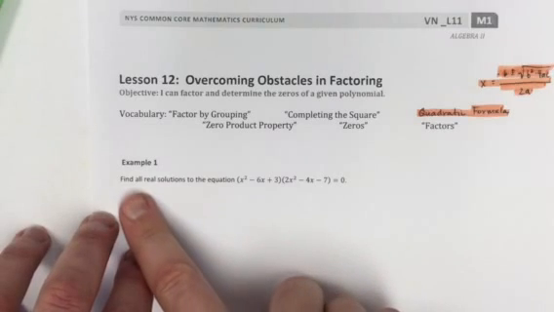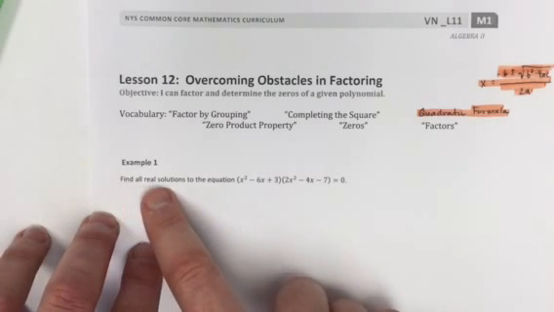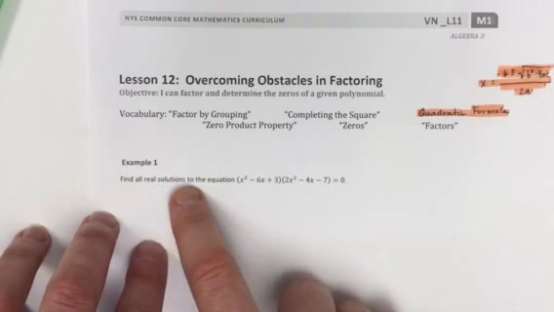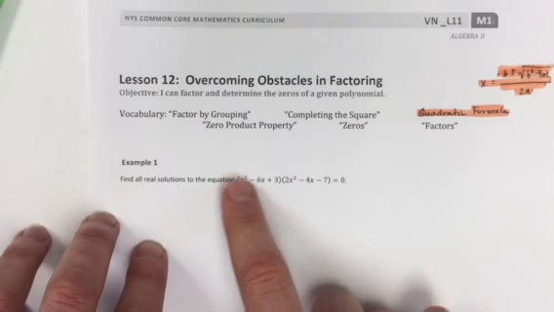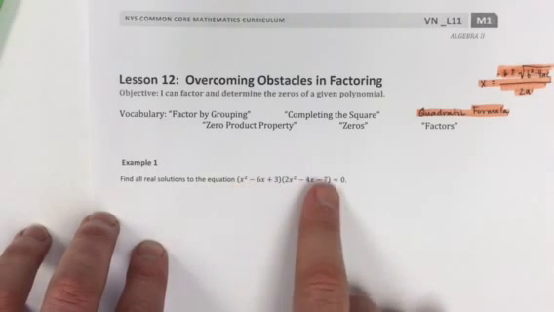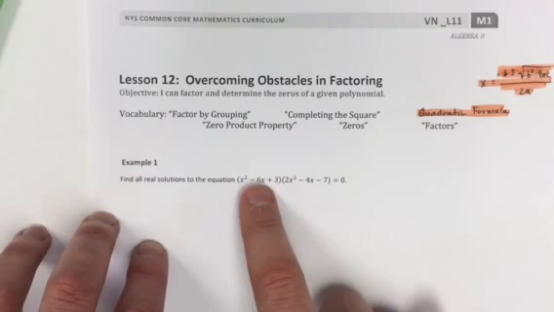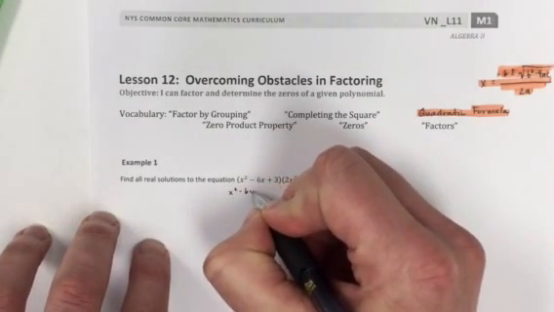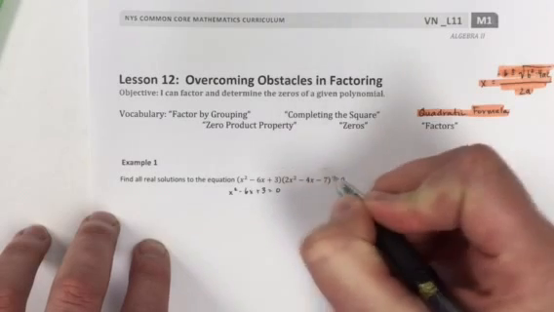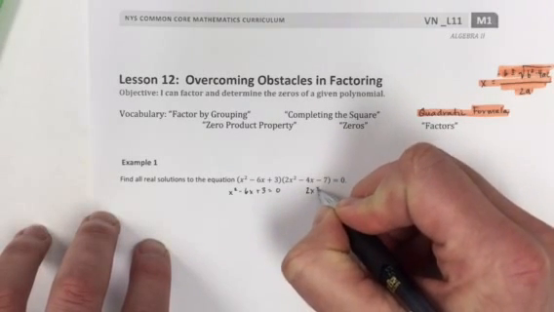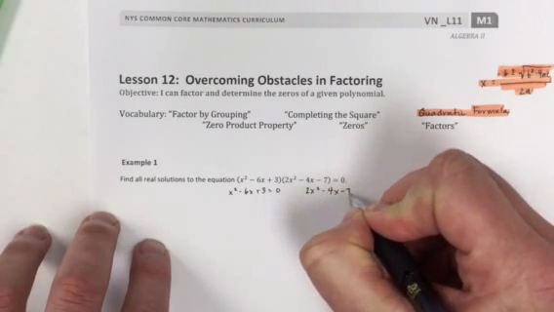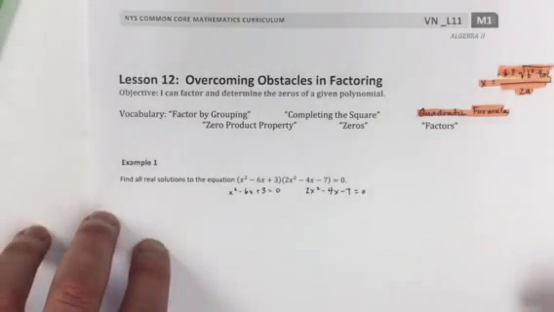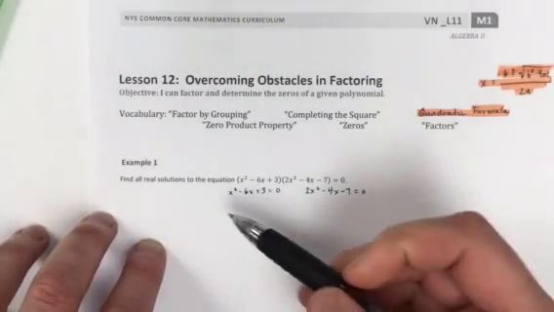So we get to our problem, and we say find all real solutions to the equations. And then we see it's already factored for us. If we were using the zero product property, we would set each one equal to 0: x squared minus 6x plus 3 equals 0, and 2x squared minus 4x minus 7 equals 0. And then I try to go even further and find even more factors.